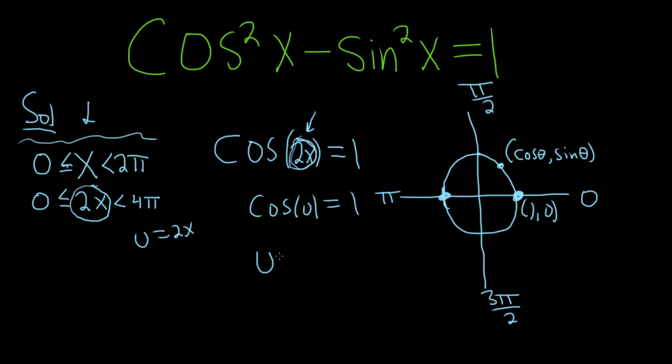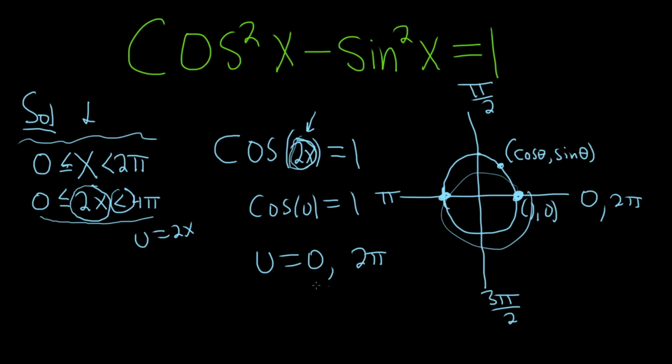So u equals 0. And then, again, we're going between 0 and 4 pi. Another angle would be 2 pi, right? This is also 2 pi. You might say, well, what about 4 pi? Well, 4 pi won't work because we have a strict inequality. So these are the only two angles between 0 and 4 pi where the cosine is equal to 1.